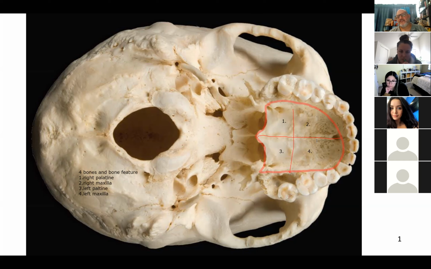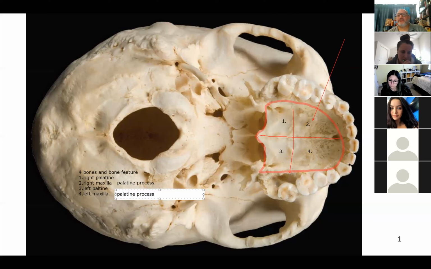However, if on the exam instead, I had an arrow pointing right here and asked you to identify the bone and bone feature, what would your answer to that be? It is the right maxilla, but what was that bone feature? Is it the palatine process? There you go. Excellent. And so then this obviously is the left maxillary palatine process.